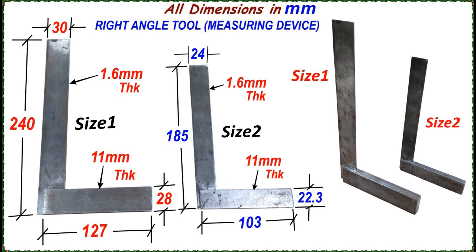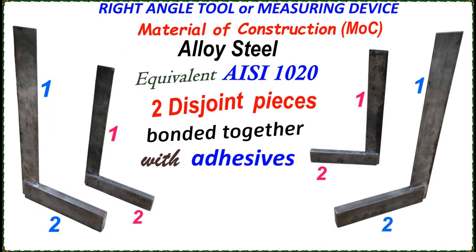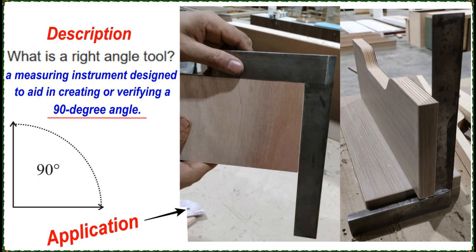These are the dimensions of the right angle tool, size 1 bigger and size 2 smaller, all dimensions in millimeters. MOC is alloy steel, equivalent is AISI 1020, two disjoint pieces 1 and 2 bonded together with adhesives. A description for right angle tool and its application pictures.